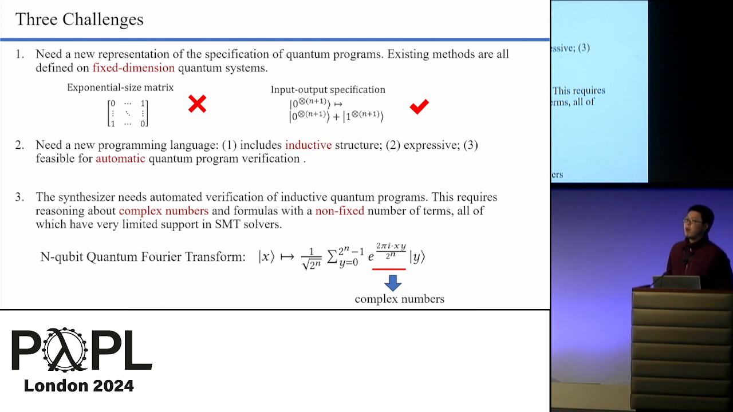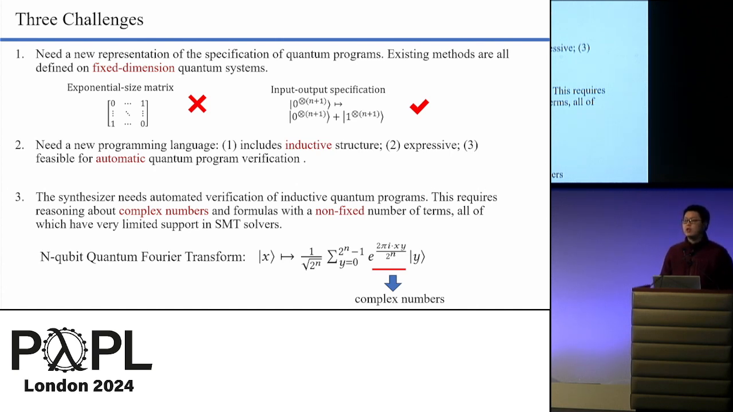To get such a framework that supports quantum program synthesis with loop or recursive structure, there are three main challenges. The first challenge is that we need a new representation for the specification of quantum programs. All of the existing methods for quantum program synthesis require the user to give a fixed-dimension matrix to express a fixed-dimension quantum system. This means that the specification will be exponential in the application size, because it requires the users to give an exponential matrix or some input-output vectors, which is not very scalable.